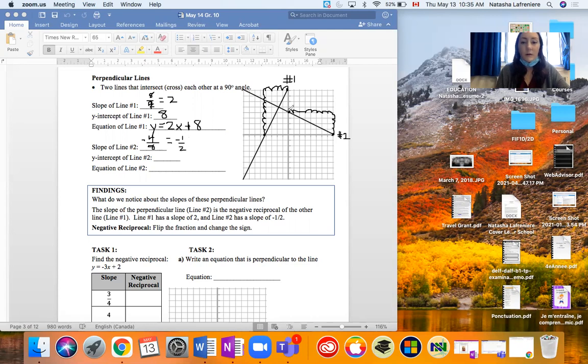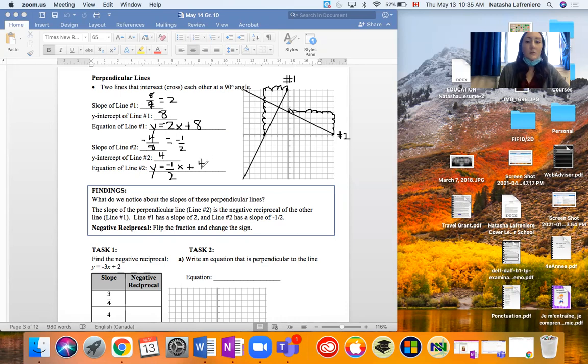And we're going to look where our y-intercept is, so where it crosses the y-axis. So in this case, it's 1, 2, 3, 4. And we're going to put that into an equation. So like we've seen many times before, it's y equals our slope, which is negative 1 over 2 x, and then plus our y-intercept, which is 4.